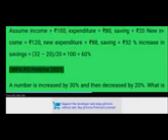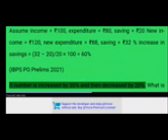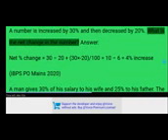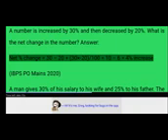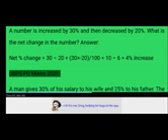IBPS PO Prelims 2021. A number is increased by 30% and then decreased by 20%. What is the net change in the number? Answer. Net percent change equals 30 - 20 + (30 times -20)/100, equals 10 - 6, equals 4% increase.